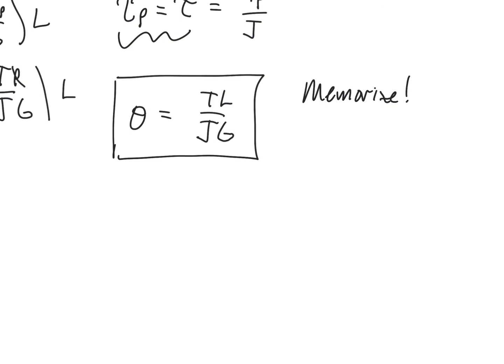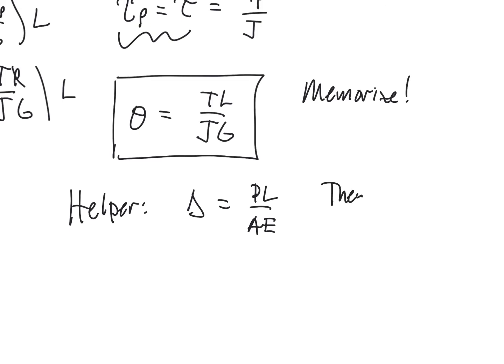Now here's a helper. Remember what delta was? Delta is PL over AE. Theta, TL over JG. You see what I'm saying? They rhyme. Who says engineers don't do poetry? Actually, I say that, but I'm not a big fan of poetry. But in any event, those formulas rhyme, so PL over AE, TL over JG, so it's easy to memorize.